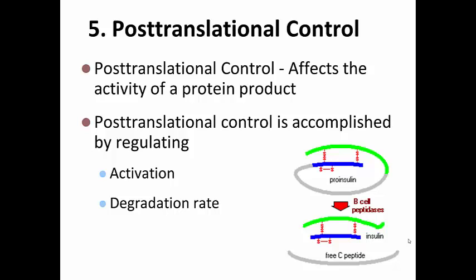Another possibility, the last one that we'll mention here in post-translational control, is we can modify the degradation rate of proteins. If we speed up the rate at which they are broken down within the cell, we can, of course, control how much of that particular protein product is present in the cell.